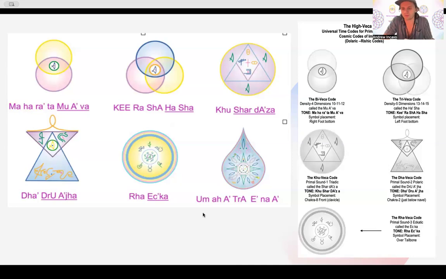And then we have the Ra Veka code, right? This connects you to the primal sound layer number 3, which is the acadic layer or acactic layer. You can pronounce it probably either way. And it's called the Eka, right? And the mantra for that is Ra Eka, Ra Eka. And the symbol placement for that is on your back above your tailbone.